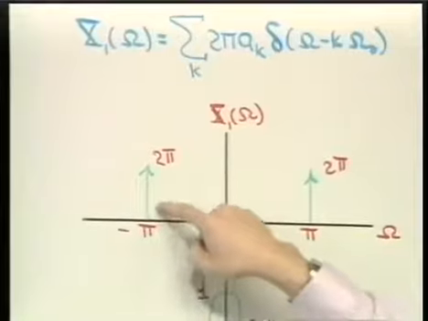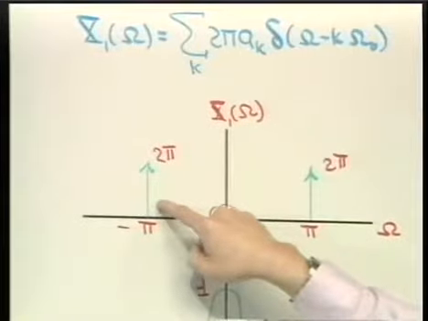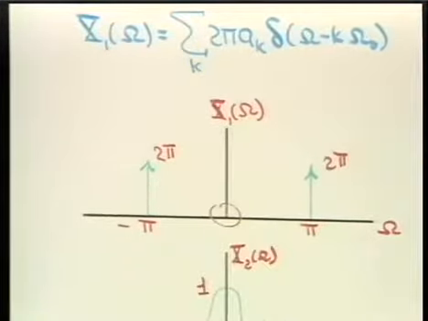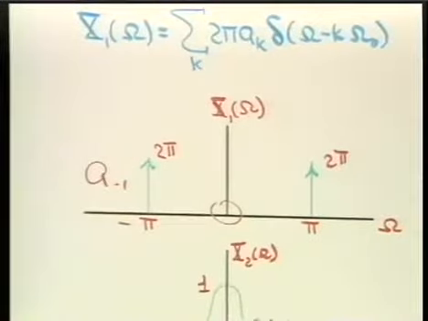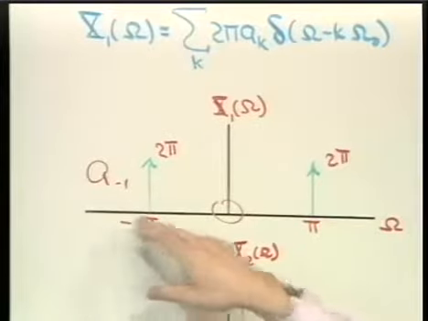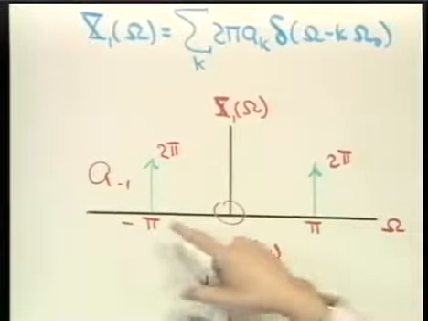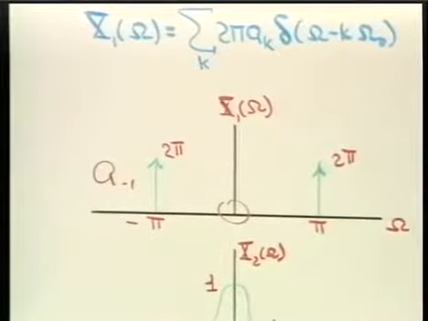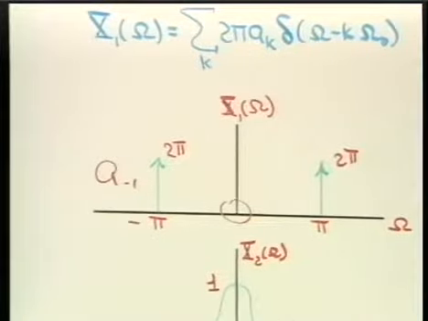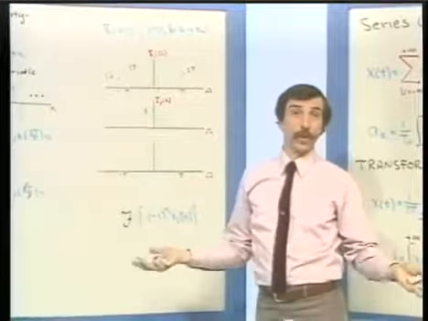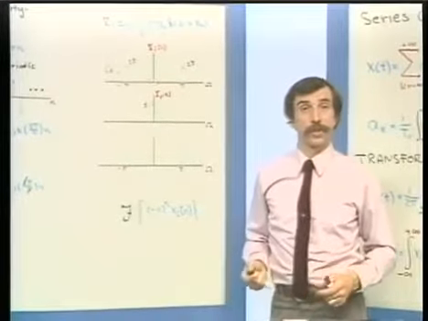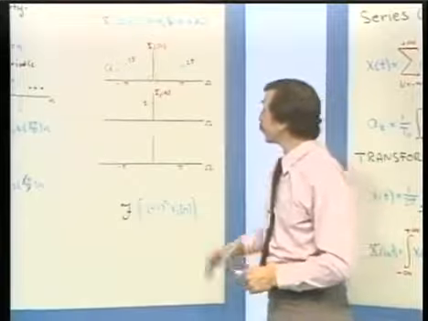Well, what's this impulse over here? Well, that impulse corresponds to the Fourier series coefficient a sub minus 1. And of course, if we drew this out over a longer frequency axis, we would see lots of other impulses because of the fact that the Fourier transform periodically repeats, or equivalently, the Fourier series coefficients periodically repeat.